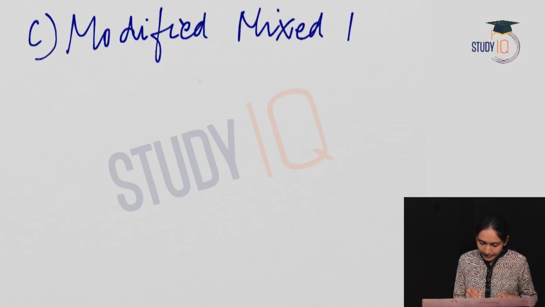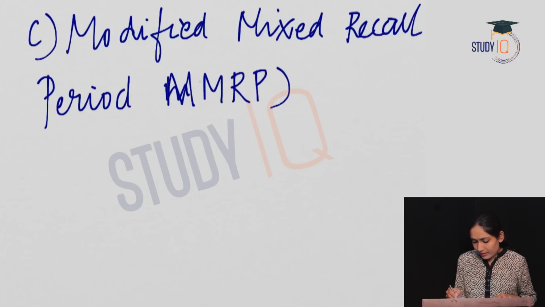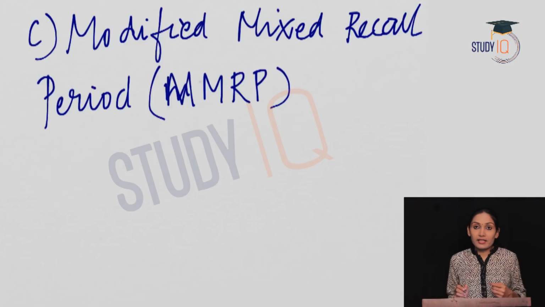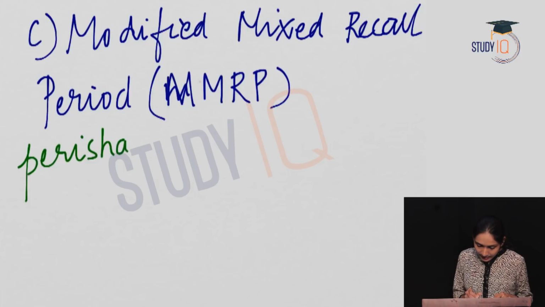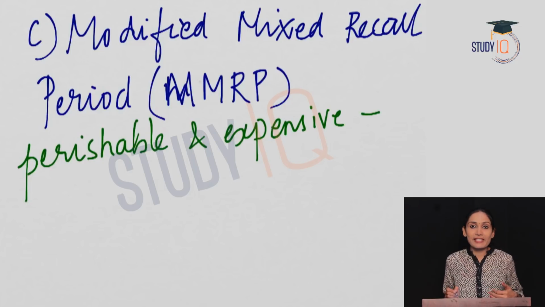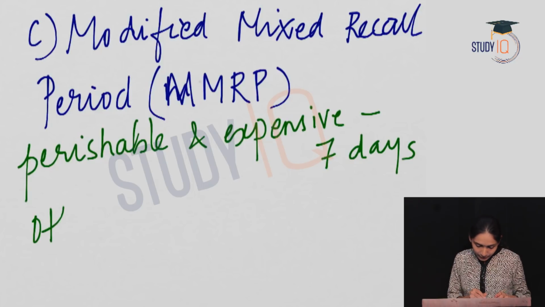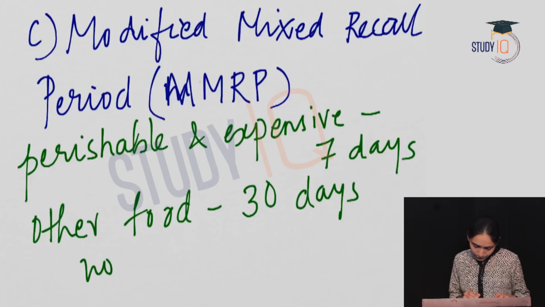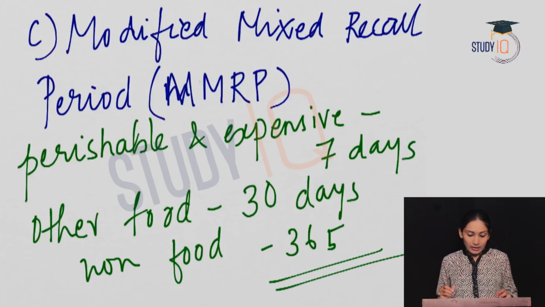Next is the modified mixed recall period method. What is MMRP or modified mixed recall period? Under this method, for certain food items like the perishable food items and luxuries, expensive food items like milk, meat, vegetables, fruits, etc., the recall period is 7 days. For other food items, the recall period is 30 days. And for non-food items, the recall period is 365 days. So that is the modified mixed recall period method.